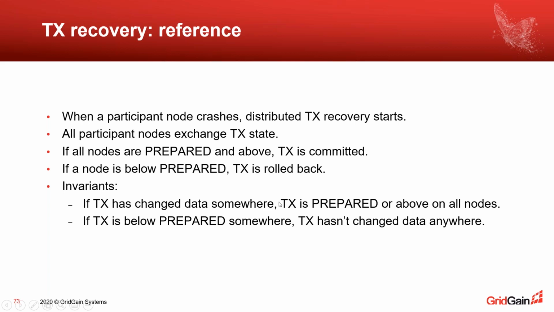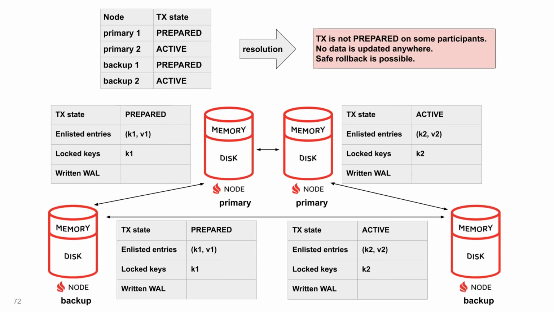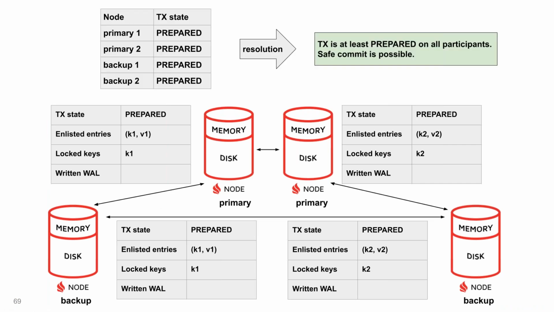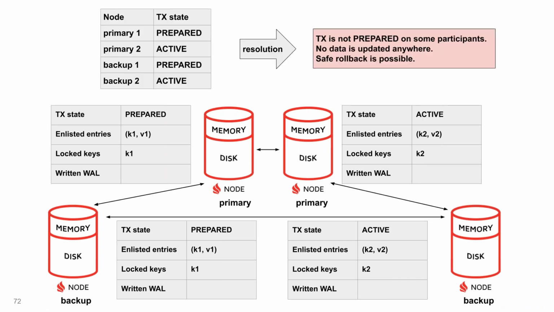This invariant implies from the two-phase commit protocol, and the two-phase commit protocol in turn starts actual data updates only after that transaction is prepared everywhere. The second invariant is if a transaction is below prepared somewhere, the transaction still hasn't changed data anywhere, and this invariant also implies from the two-phase commit protocol. So according to those invariants, we either roll back the transaction safely or commit the transaction safely.